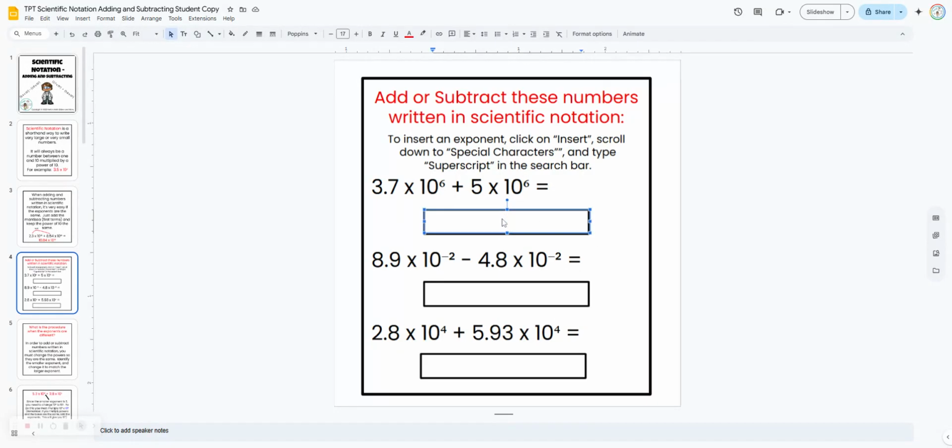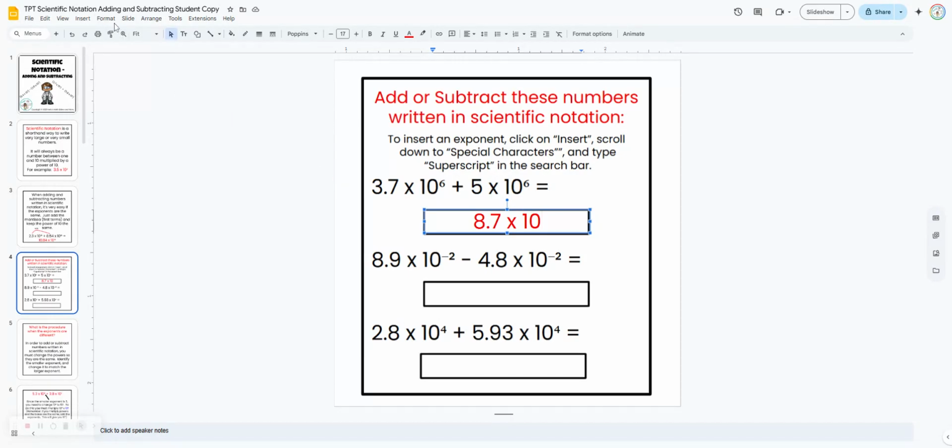So on this one, if we add 3 and 7/10 to 5, we get 8 and 7/10. And they're just going to type this in. And then it gives them a little hint here of how to add an exponent in Google Slides. So we want 10 to the 6th. It's going to stay the same because both exponents are 10 to the 6th.